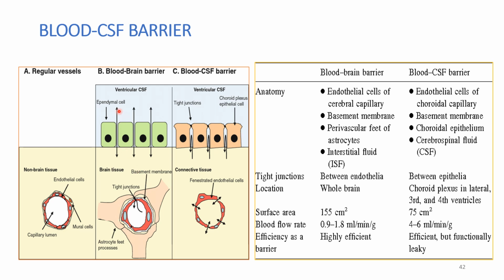So how is the blood-brain barrier formed? With the help of tight junctions present between the endothelial cells of the cerebral capillary and the basement membrane, and perivascularly you have pericytes and foot processes of the astrocytes. The blood CSF barrier is formed from tight junctions between the ependymal cells, that is, at the choroid plexus level.